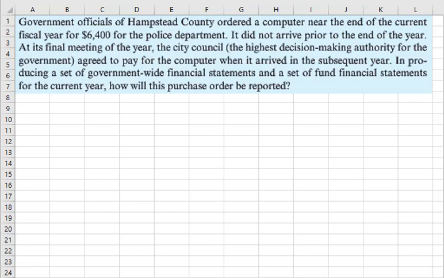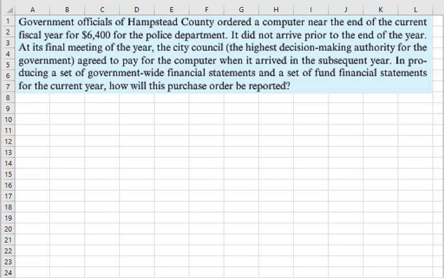So in this exercise, there's not a lot of activity, but there's a pretty good amount of theory, so we want to talk about it a little bit. Here we have a county, Hamstead County, ordering a computer near the end of the year. And so the question is, how do you handle the ordering of a computer?